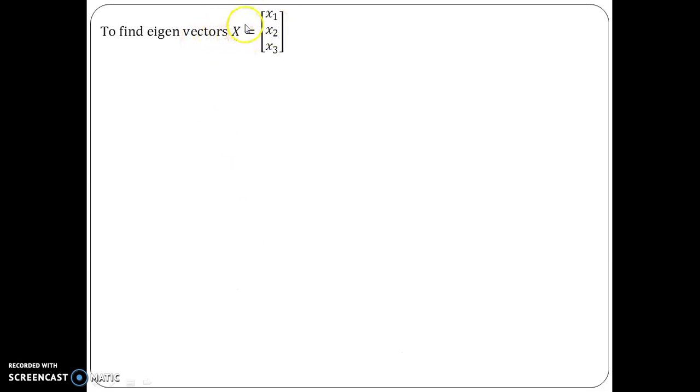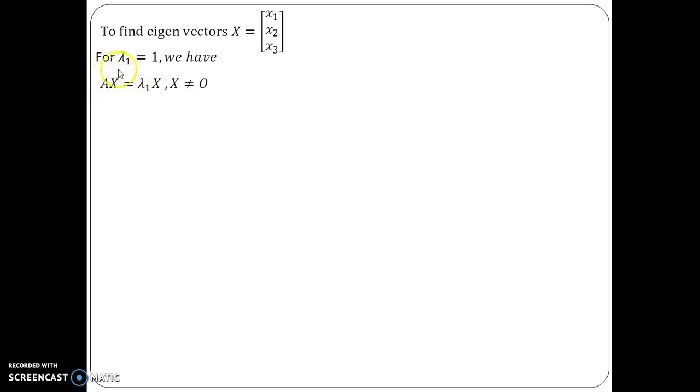Now all of the eigenvectors are going to be in this format: x1, x2 and x3. This is the general eigenvector that we will be calling upon. Now for eigenvalue lambda 1 equal to 1, we will have a particular eigenvector, say X1. Okay, so let us see how to find that.